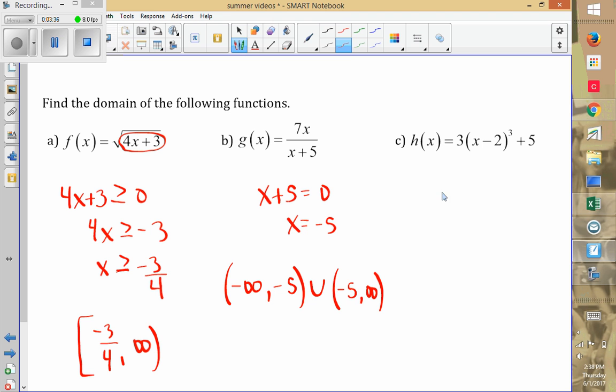And since I can get an answer out when I put any number in for x, I have a domain of all real numbers. So you can write it in interval notation, negative infinity to positive infinity, or with the symbol for all reals.